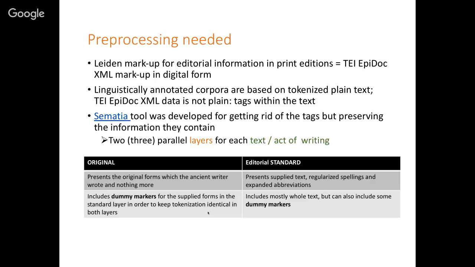And then the standard layer is presenting the editorial standard. So what the editor has supplied or regularized spellings or expanded abbreviations. So these are visible there in the standard layer. We can also have some dummy markers there, because there are sometimes such difficult gaps that even editors cannot supply them.